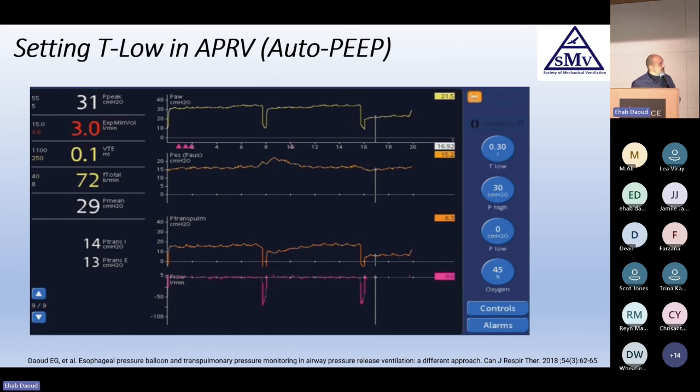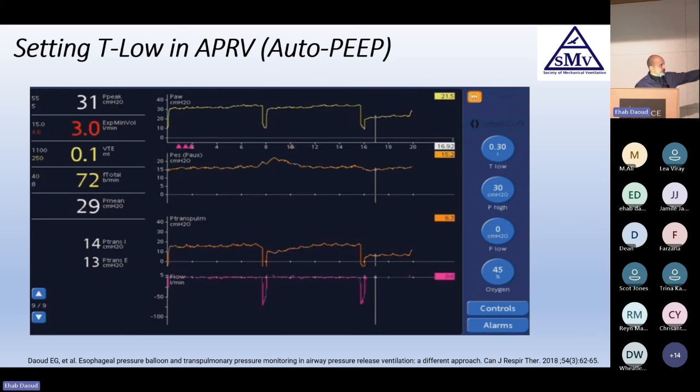This is actually a cool small case study we did years ago. Even in APRV, there is a lot of debate about APRV and the T-low. I'm not going to go through this right now. But nobody knows how much PEEP we're creating during APRV. It's usually haphazard. People set it according to percent of the flow decay, whatever.